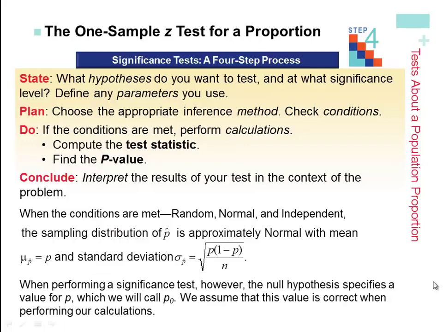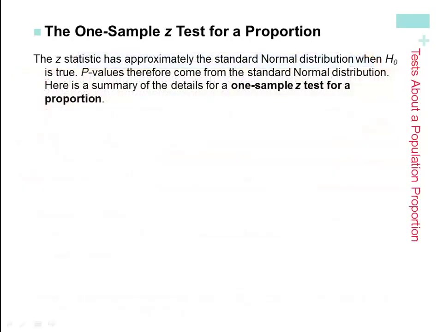When performing a significance test, however, the null hypothesis specifies a certain value for p, which we will now change and call p naught, to match the subscript zero for the null hypothesis. We assume that this value is correct when performing our calculations. The z-statistic has an approximately normal distribution when H naught is true. P-values, therefore, come from a standard normal distribution.